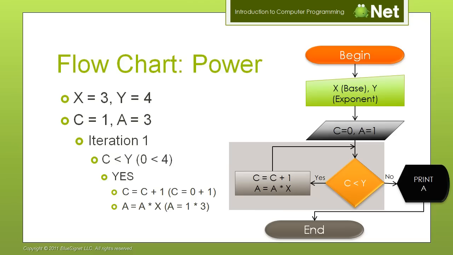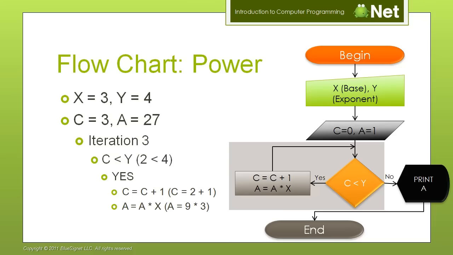We reevaluate the condition, and 1 is less than 4. We see that the condition is true again. We perform our action again. Now for the second iteration, we update this again. C now becomes 2 and a becomes 9. So now we once again reevaluate that our counter number 2 is less than the exponent y, which is 4.